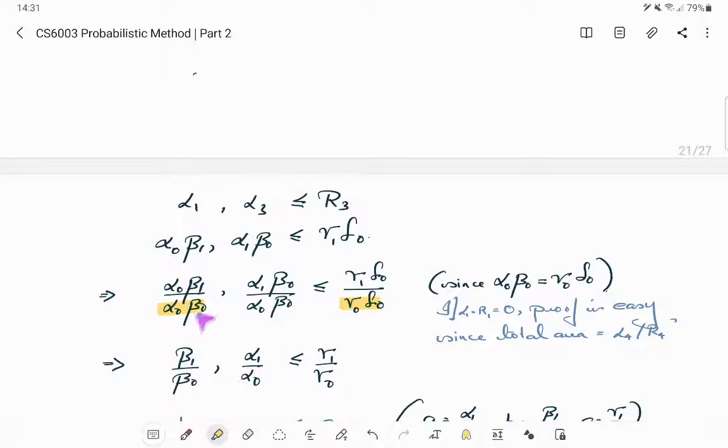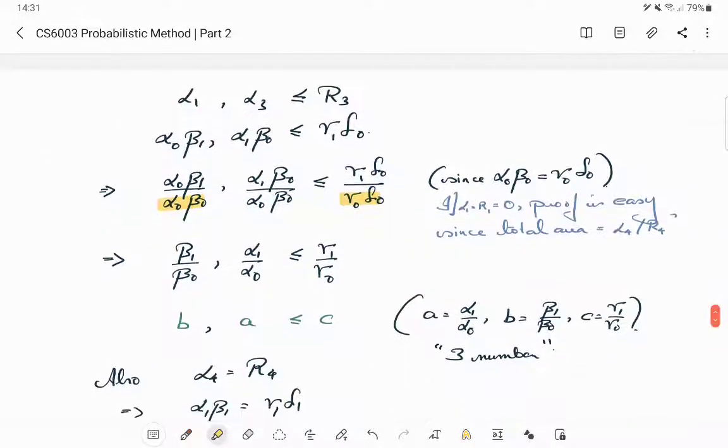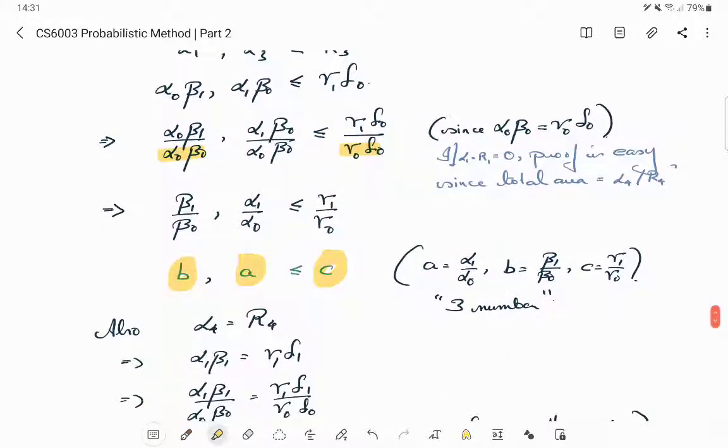You see some things cancel out. Alpha naught cancels out, which leaves beta 1 by beta naught. Here the beta naught cancels out, leaving alpha 1 by alpha naught. Here the delta naught cancels out, leaving gamma 1 by gamma naught. So this beta 1 by beta naught I'll call B, this alpha 1 by alpha naught I'll call A, and gamma 1 by gamma naught I'll call C. So I have 3 of the 4 numbers I am looking for, and these are their definitions. Okay. Now one is pending.